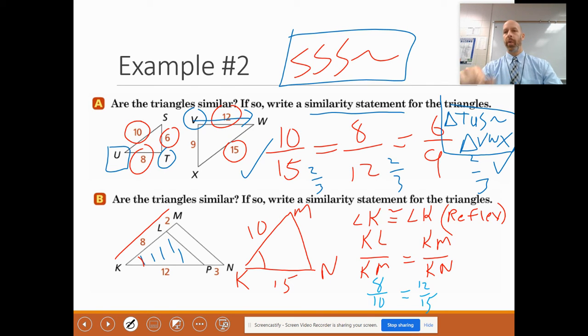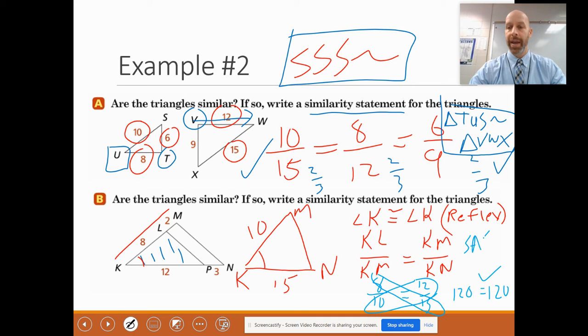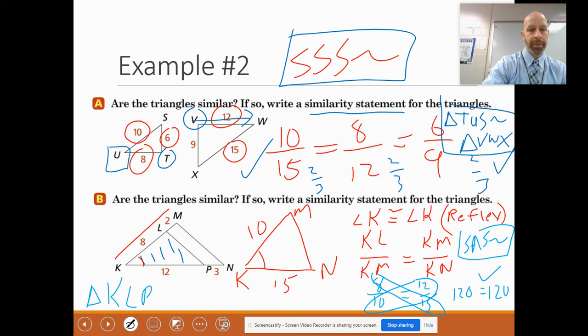Now, I'm going to show you a different way to check to see if they're proportional, and that's just to cross multiply. I'm going to use my calculator to do that. So I'm going to do 8 times 15, so that's 120. So I multiplied these two together. Now I'm going to multiply the other two together. That also turns out to be 120. So they are indeed proportional. So these are going to be similar by the SAS similarity postulate, and our statement of similarity is going to be a little bit easier on this one. It's going to be triangle KLP is similar to triangle KMN. So there's our similarity statement.